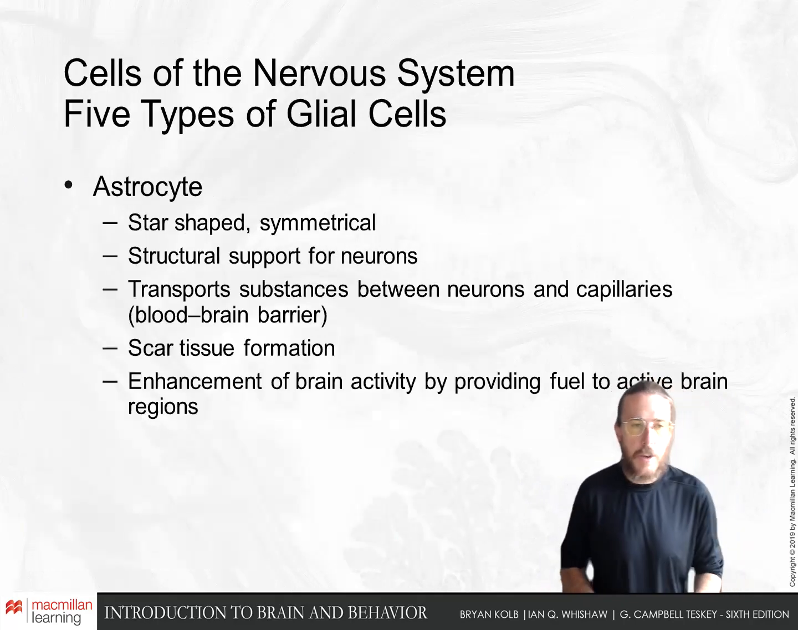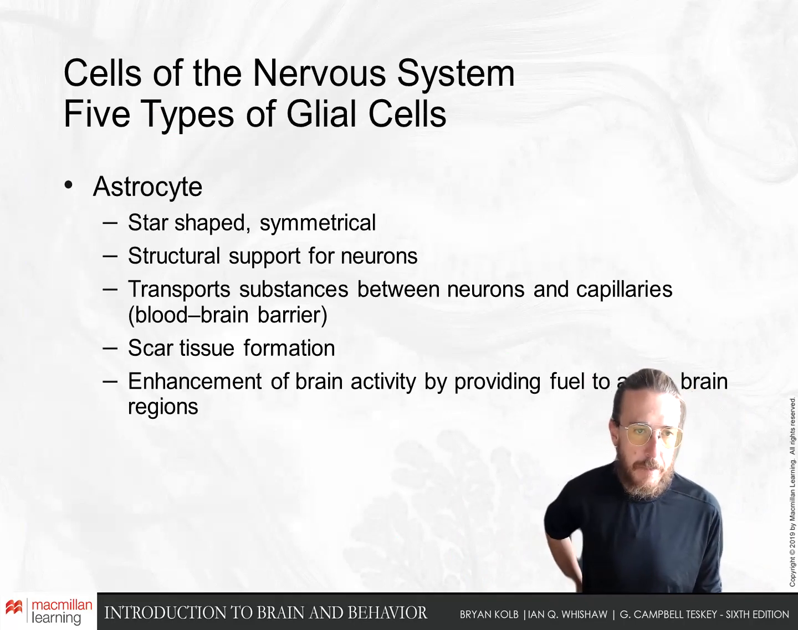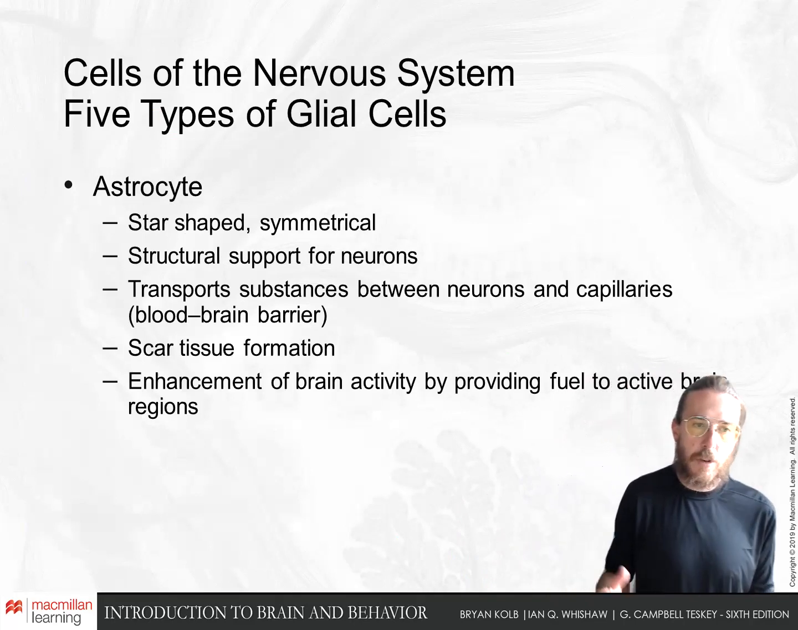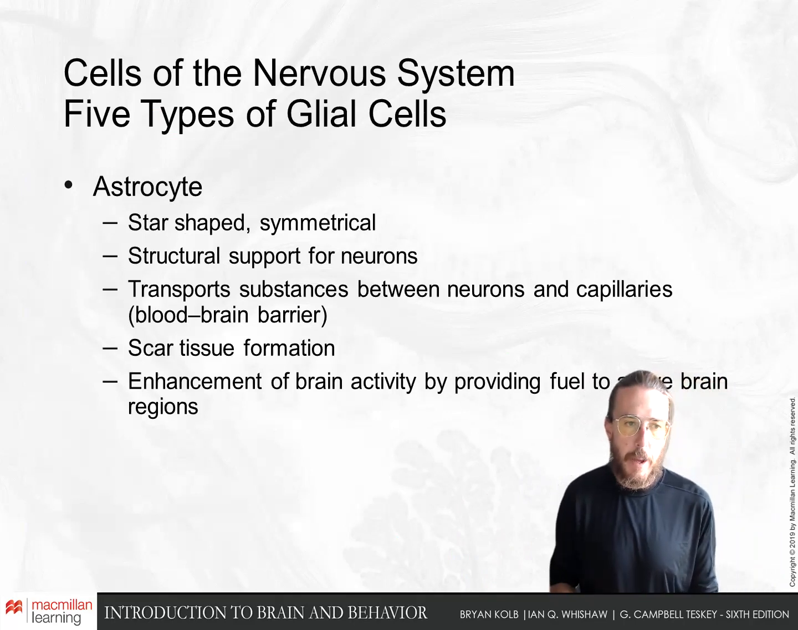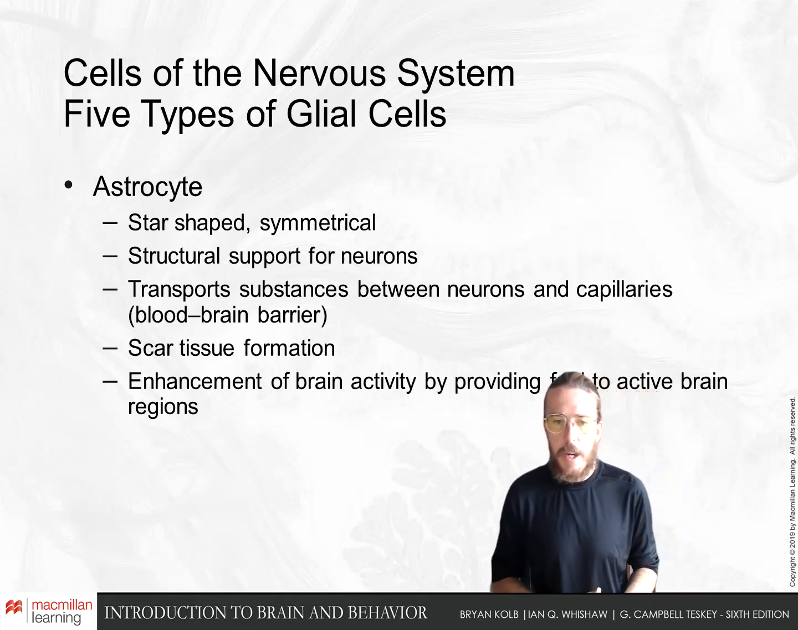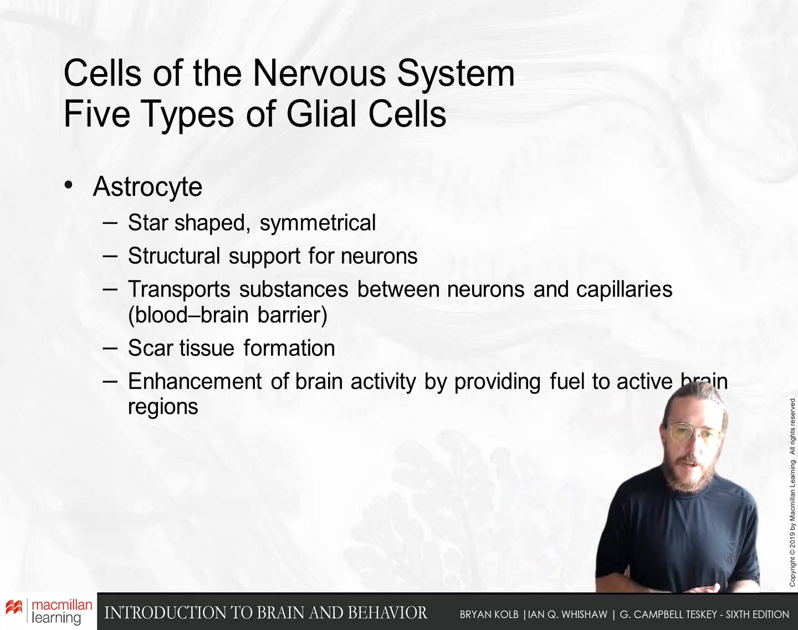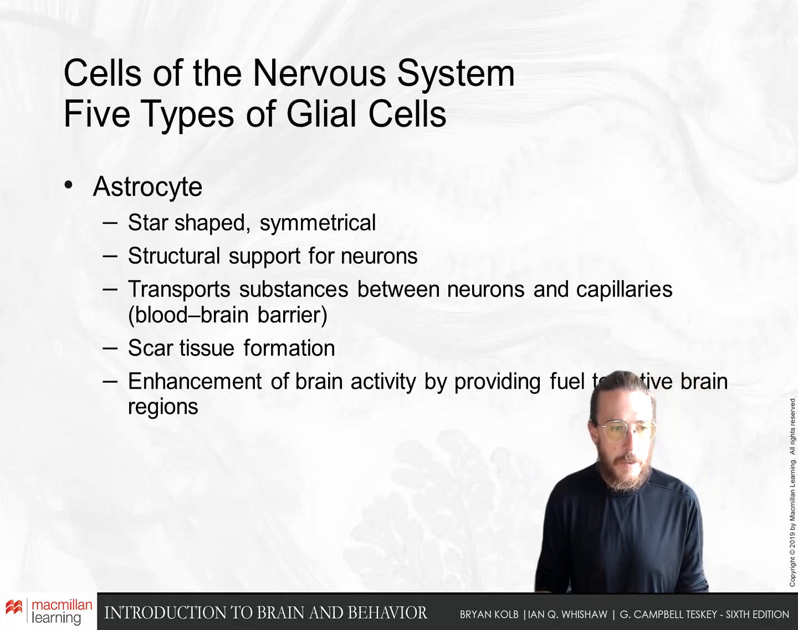Astrocytes are these large star-shaped cells that are symmetrical. They've been thought to structurally support neurons by holding a scaffolding between them. And they also transport substances between neurons and the blood vessels and help create the blood-brain barrier. When tissue damage happens in the brain, they help form scar tissue. And they also help provide the fuel for the brain, something my wife Claire studies. The astrocytes help store energy that the neurons can use later when they need it.